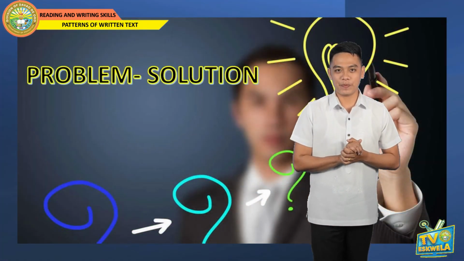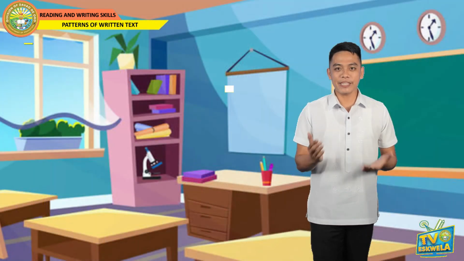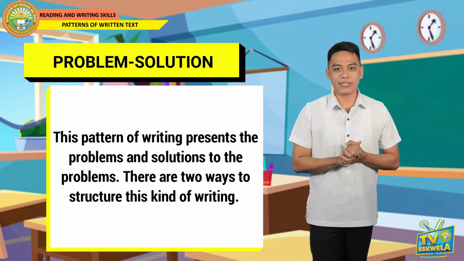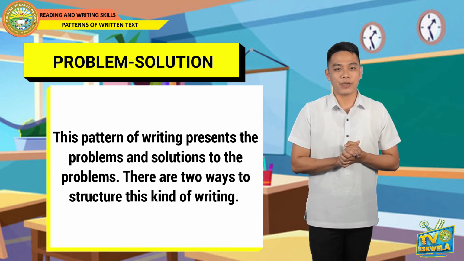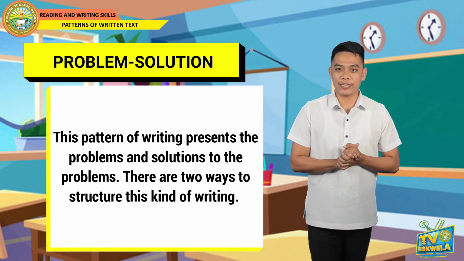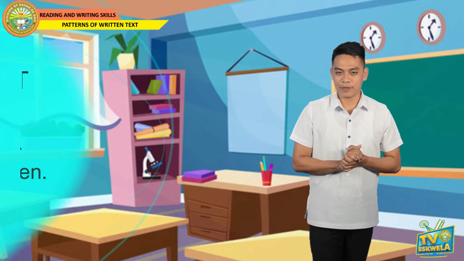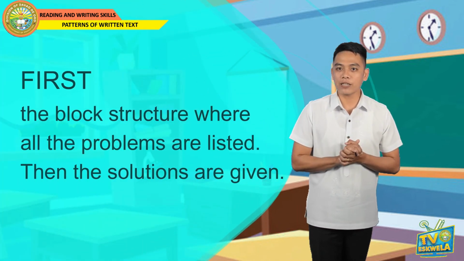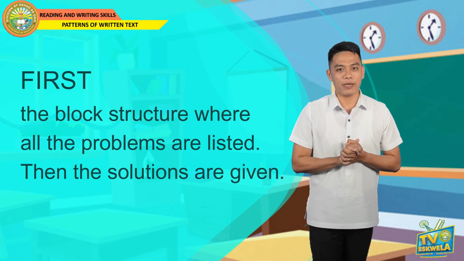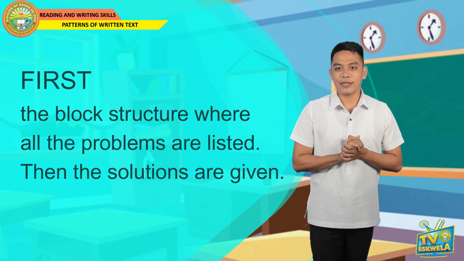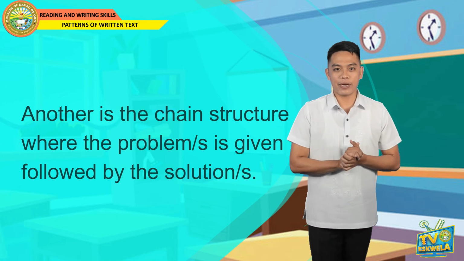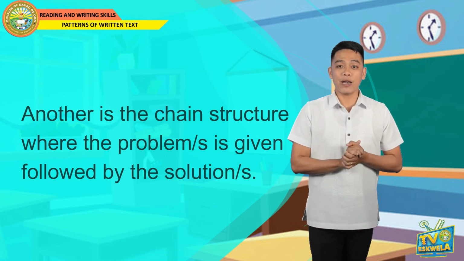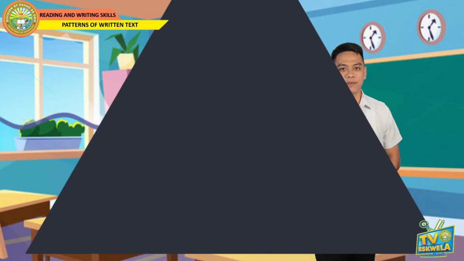Number 8. Problem solution. This pattern of writing presents the problems and solutions to the problems. There are two ways to structure this kind of writing. First is a block structure where all the problems are listed, then the solutions are given. Another is a chain structure where the problem is given followed by the solution.